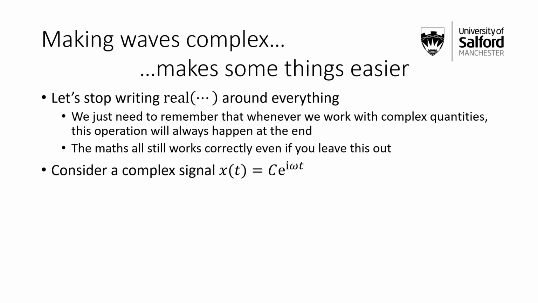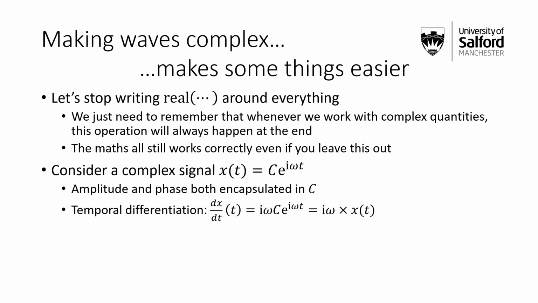So let's think about a complex signal. x of t is c e to the i omega t. So as before, but with no real part. Our amplitude and phase are both encapsulated in c, and I've been emphasising that benefit. But if we look at things like temporal differentiation, which normally you'd think of as being quite complicated to do, particularly for an arbitrary signal, for a complex signal like this you just find that it's multiplication, because we've got e to the i omega t, and the same differential rules apply for e. It's got this magic quantity where the exponent just comes down, and that's all that happens.